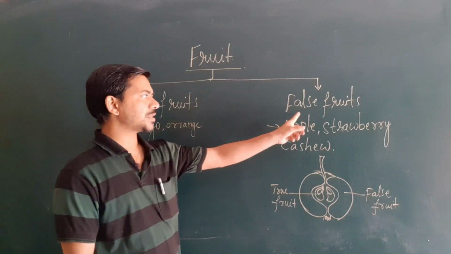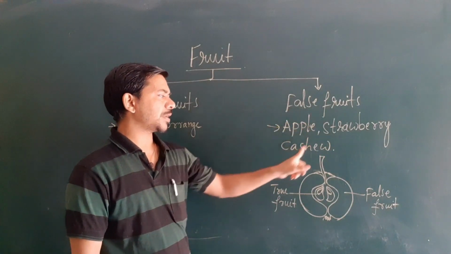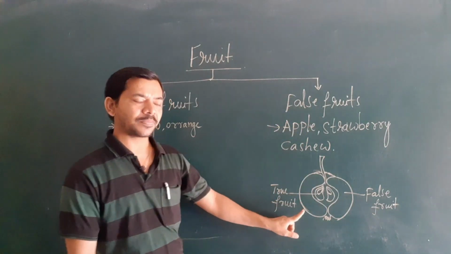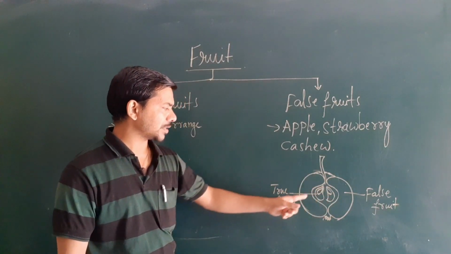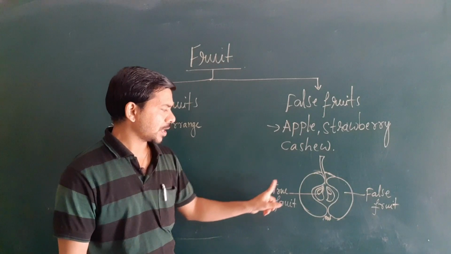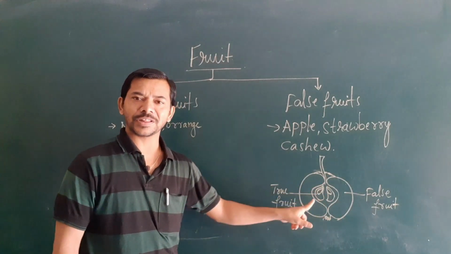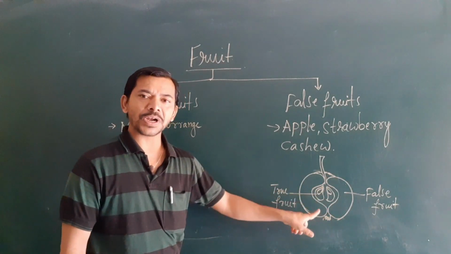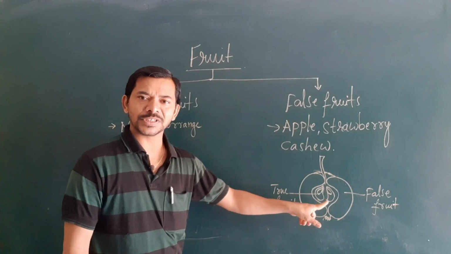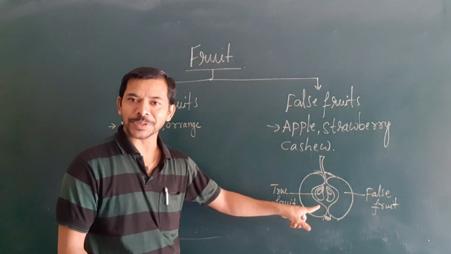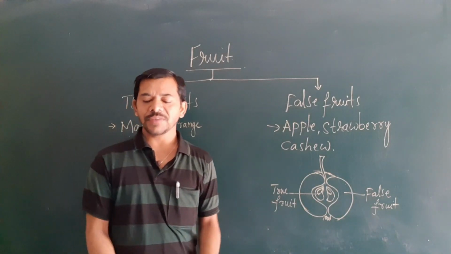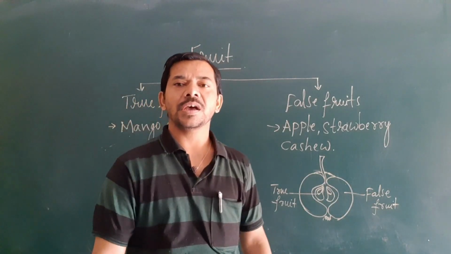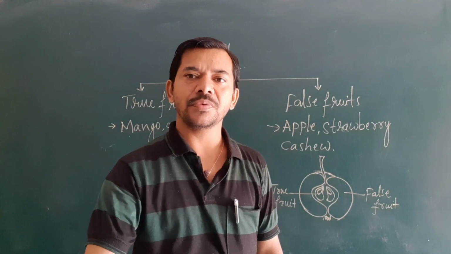Here also you can give examples: apple, strawberry, cashew. I have taken an example here. In the center part of the fruit you can see the formation of seeds. So we call that a true fruit. The edible part of the apple is developed by the thalamus, hence we are calling it a false fruit. And even there is another type of fruit.